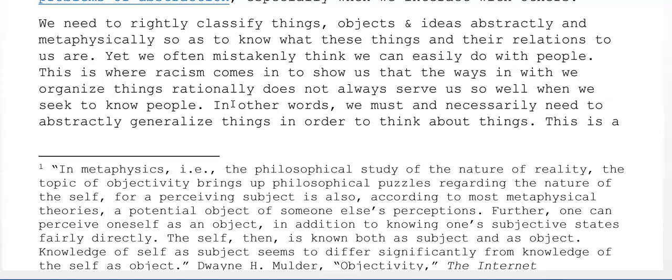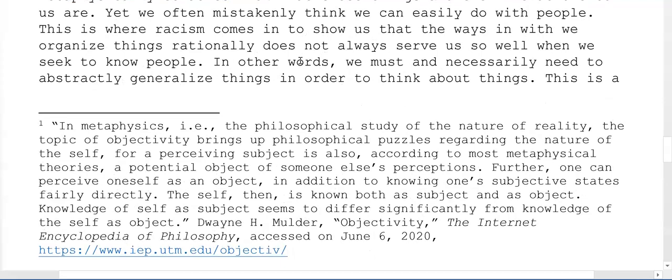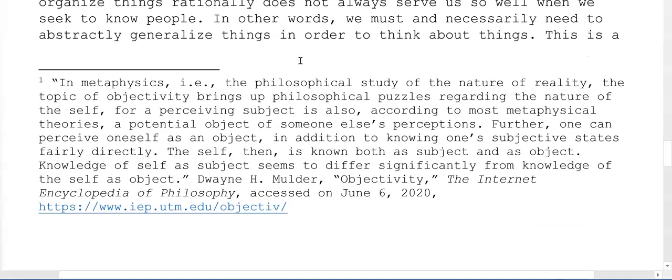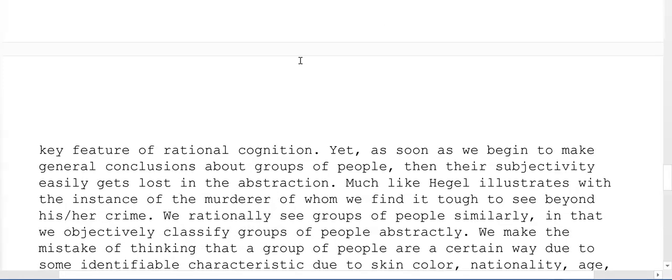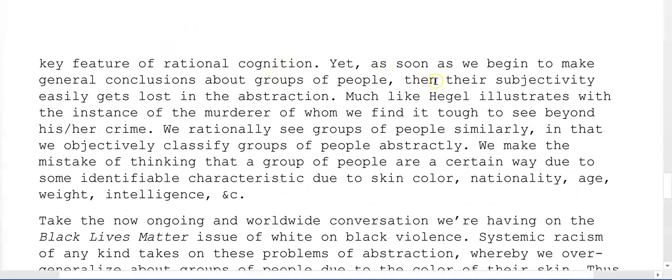We often mistakenly think we can easily do this with people. This is where racism comes in to show us that the ways in which we organize things rationally does not always serve us so well when we seek to know people. In other words, we must and necessarily need to abstractly generalize things in order to think about things. This is a key feature of rational cognition.